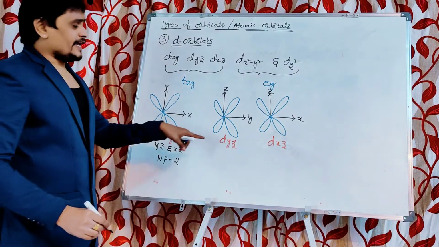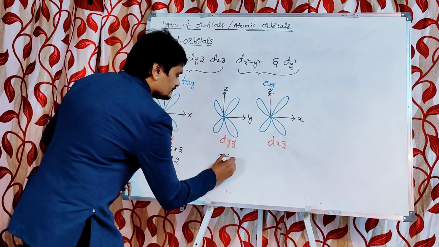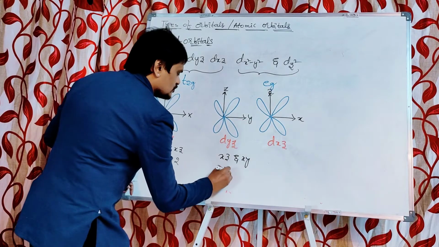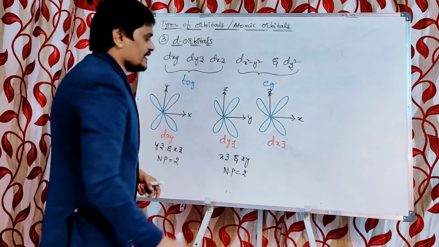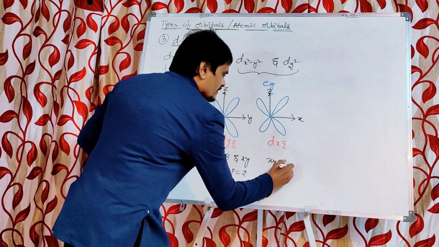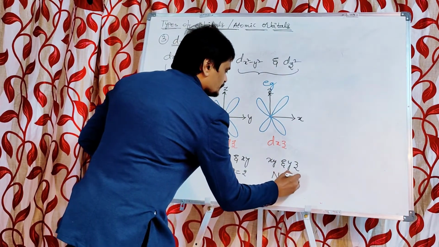And what are the nodal planes in the case of dyz? xz and xy. The number of nodal planes is 2. In the case of dxz, what are the remaining ones? xy and yz. These are the nodal planes. The number of nodal planes is 2.